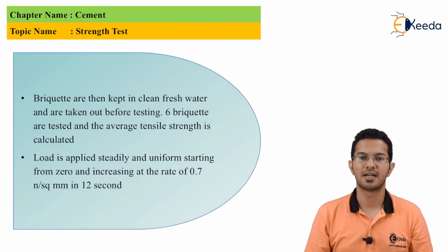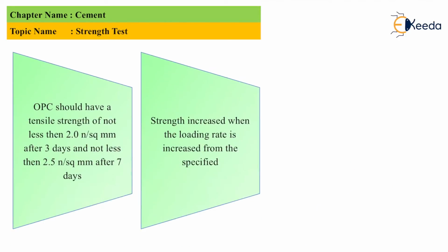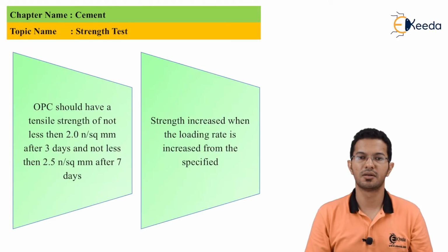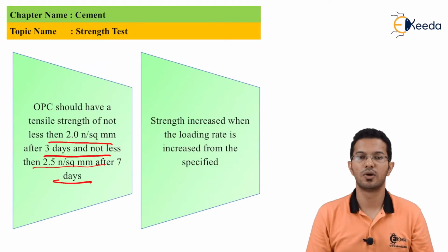The load is applied steadily and uniformly starting from 0 and increasing at the rate of 0.7 Newton per square millimeter in 12 seconds. The loading should be carefully applied to the specimen. The OPC should have a tensile strength of not less than 2 Newton per square millimeter after 3 days and not less than 2.5 Newton per square millimeter after 7 days. The strength increases when the loading rate is increased.